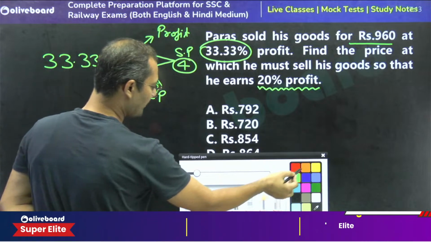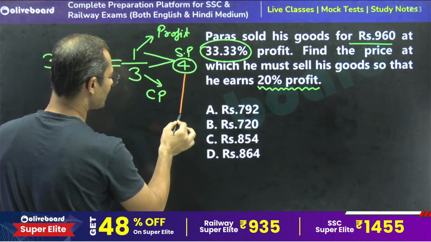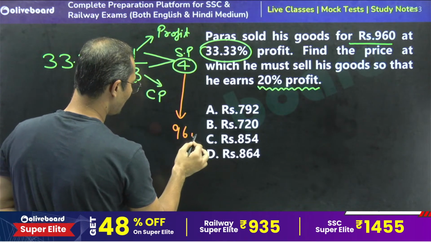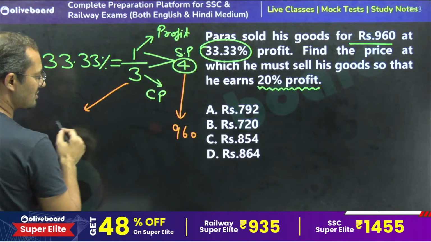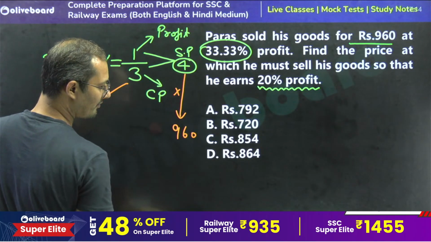With this help, we can say that 4 unit is equal to 960. Now what is the cost price? So what is the value for 1 unit?